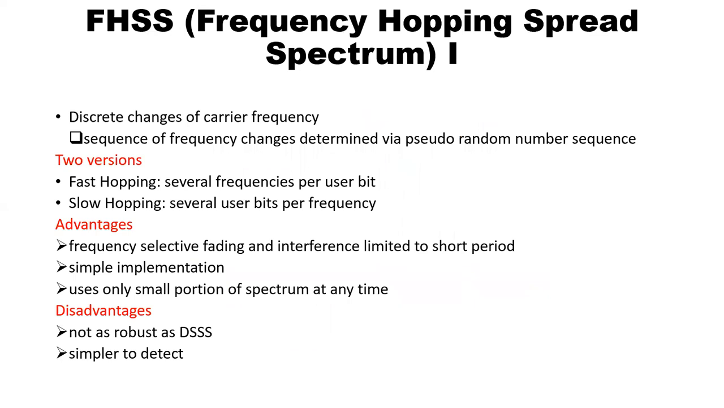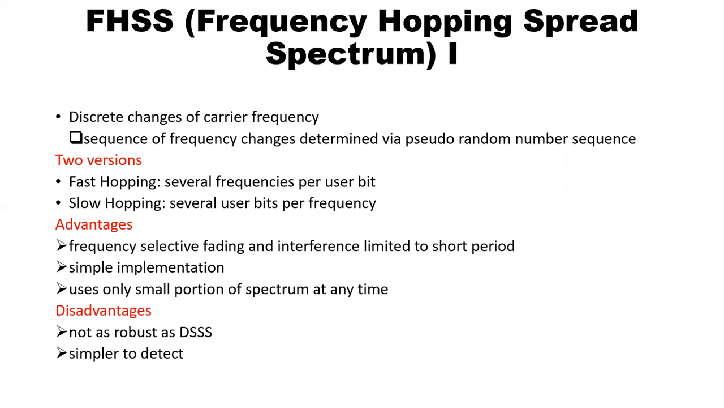The next topic is frequency hopping spread spectrum. This is another way of spreading the data. Here, instead of digital data, we are going to take care of the carrier frequency. Here, the sequence of frequency changes is determined by a pseudo-random number sequence. Here, we have two patterns, fast hopping and slow hopping. In fast hopping, several frequencies will be used for one user bit, and in slow hopping, several user bits will use one frequency.